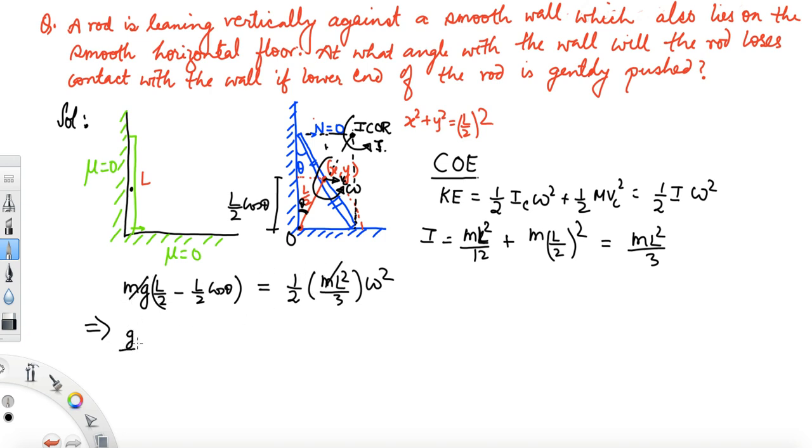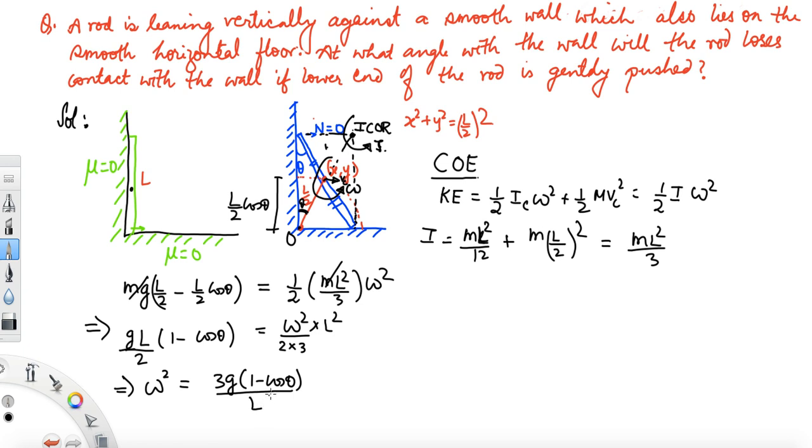So this becomes GL over 2, 1 minus cos theta is equal to omega square over 2 times 3 times, let's say, L square. We have omega square is equal to 3g times 1 minus cos theta over L. This we have. Let's say this is equation number 1.